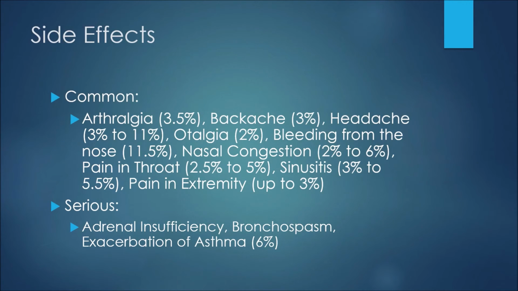Nasal congestion comes in at a rate of 2 to 6%, and pain in the throat at 2.5 to 5%. Sinusitis may occur 3% to 5% of patients, 5.5% of patients, and some patients may experience pain in the extremity. This may happen up to 3% of the time. Some serious side effects may include adrenal insufficiency, bronchospasm, or an exacerbation of asthma. This may happen 6% of the time.